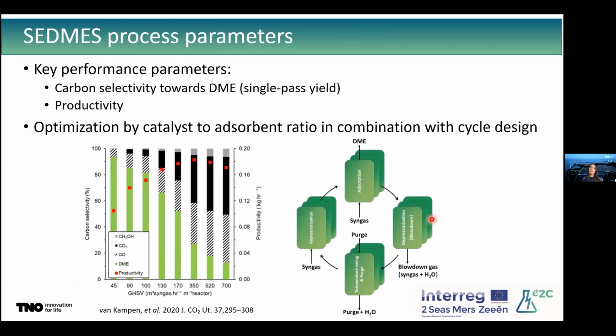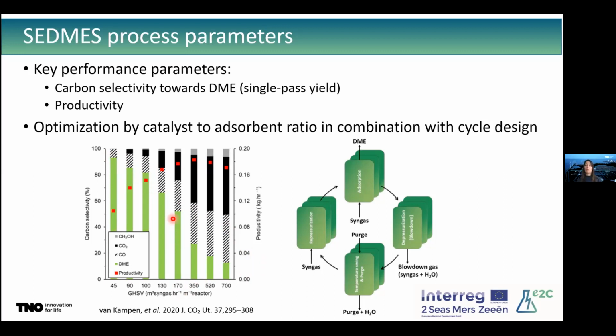Yes, so the main important parameters to have an efficient process is the carbon selectivity towards DME, so a high selectivity towards DME from CO2, and also the productivity. As you can see from this figure, we can increase the productivity by feeding more gas to the reactor. That's this line. But you can also see that there's a trade-off with the carbon selectivity towards DME. So if we have a high productivity, we get a lower carbon selectivity. So this is something that we need to optimize.